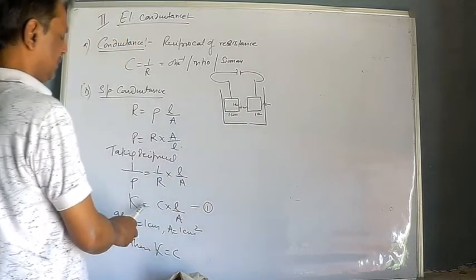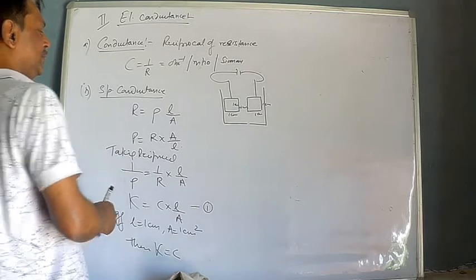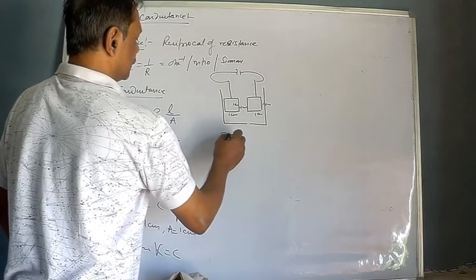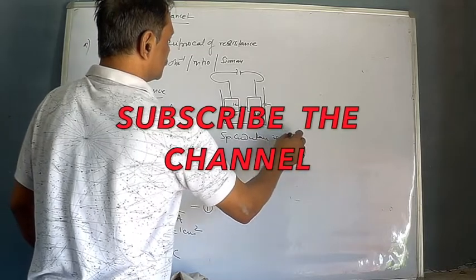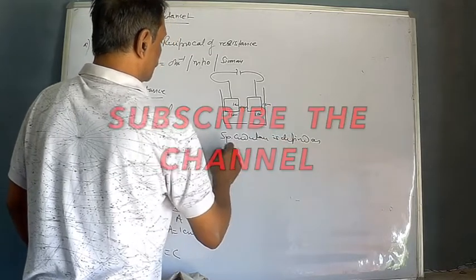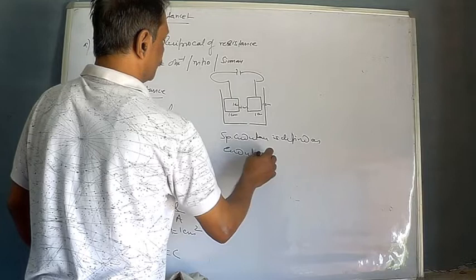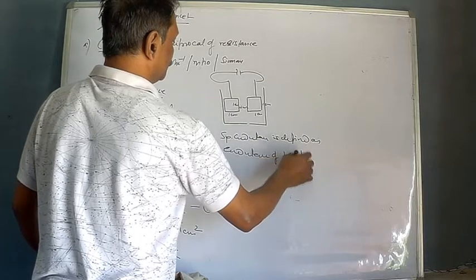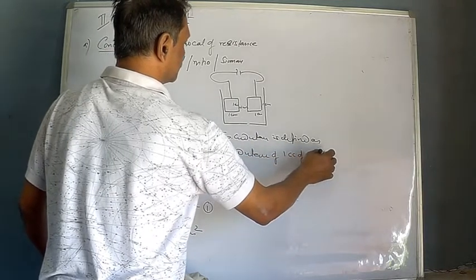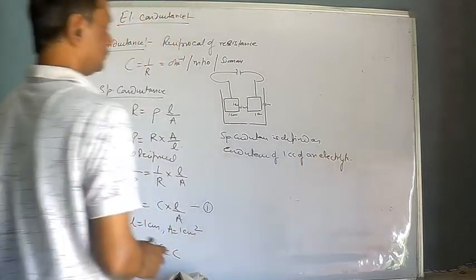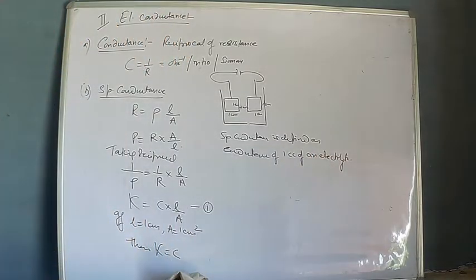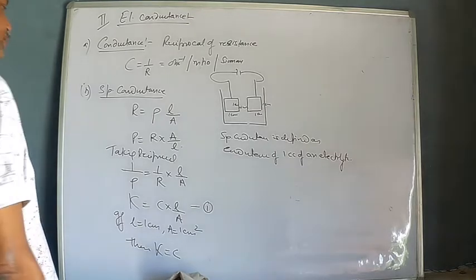So class, we can very well define specific conductance. Specific conductance is defined as the conductance of 1 cc of an electrolyte.